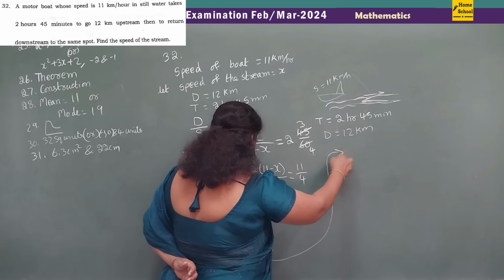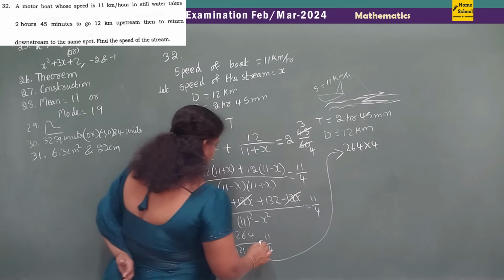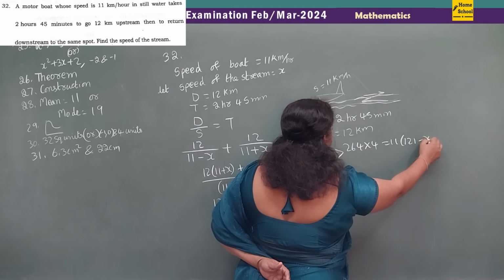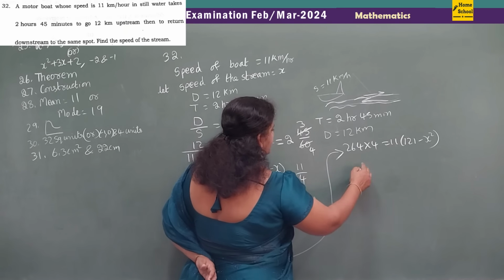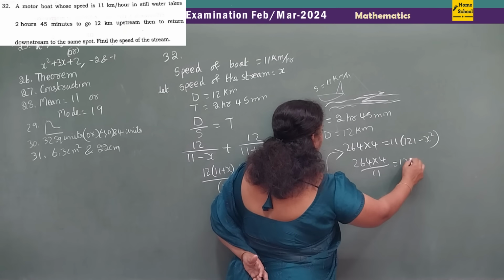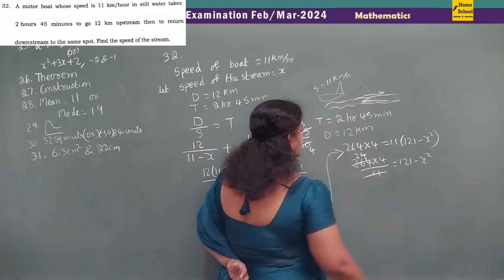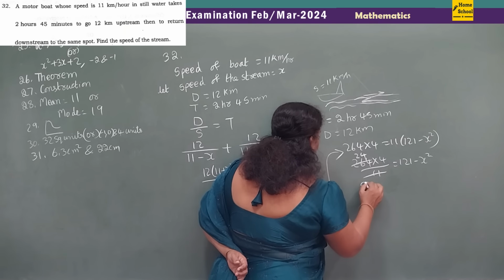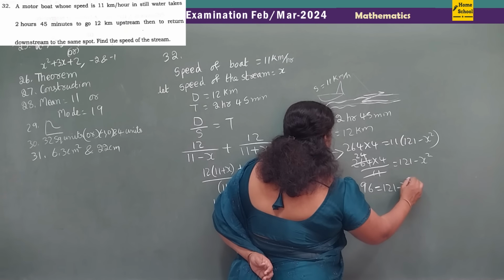Now this one, 264 cross multiply into 4 is equal to 11 into 121 minus x square. Okay, now directly bring this 11 down. 264 into 4 by 11 is equal to 121 minus x square. 11 24s are 264, then 24 4s are 96, is equal to 121 minus x square.